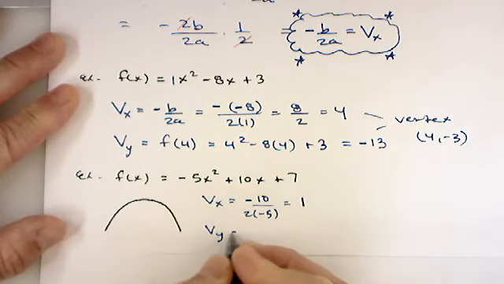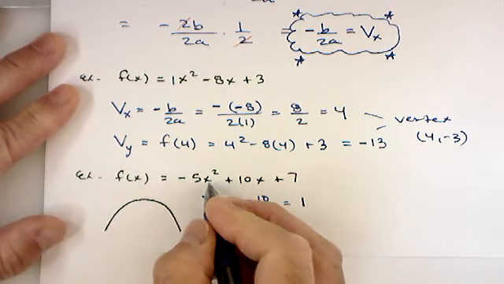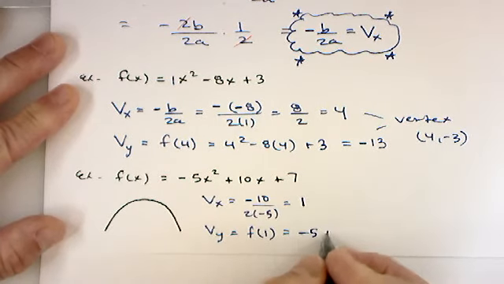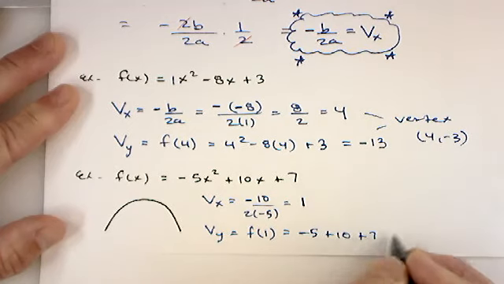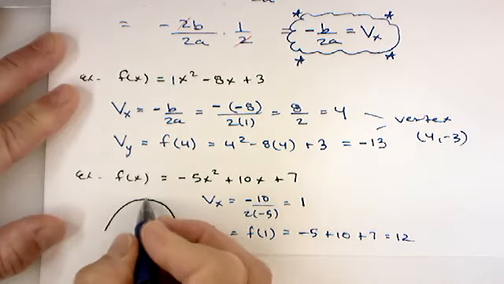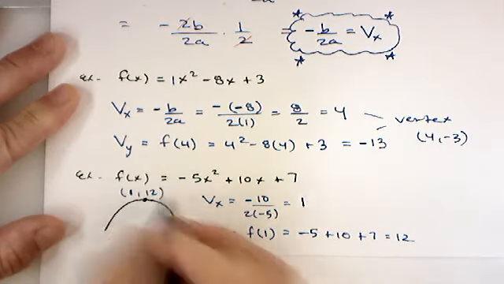And my y coordinate is just plugging 1 into my function. If you plug in 1, that's just going to be negative 5 plus 10 plus 7. So that's 5 plus 7, which is 12. So this vertex would have the coordinates 1, 12.